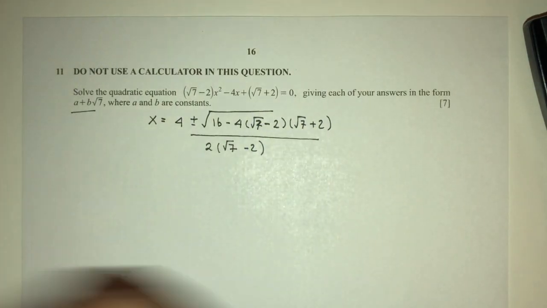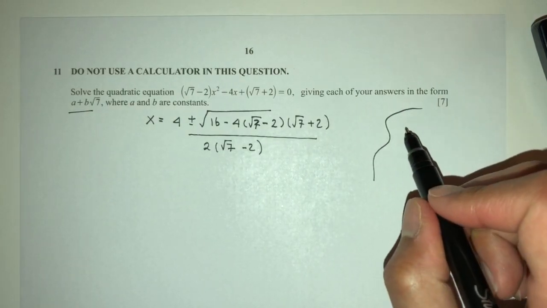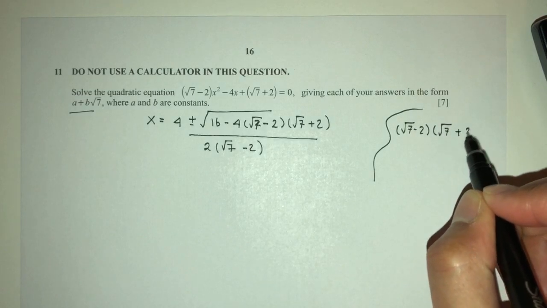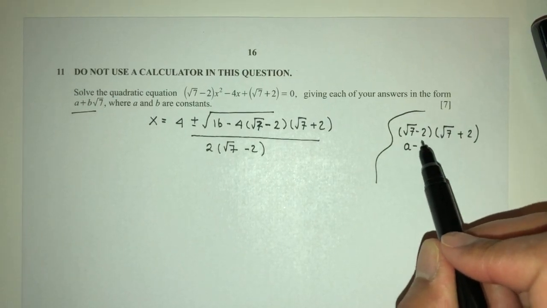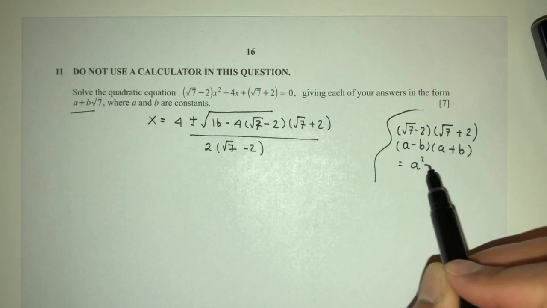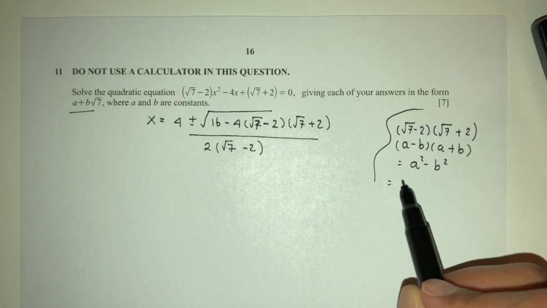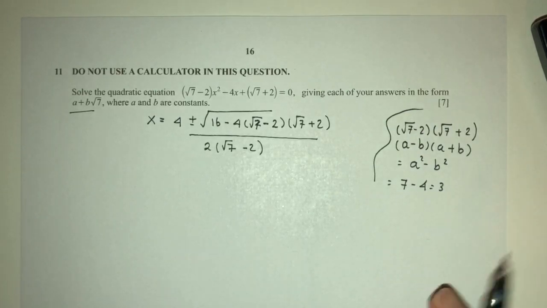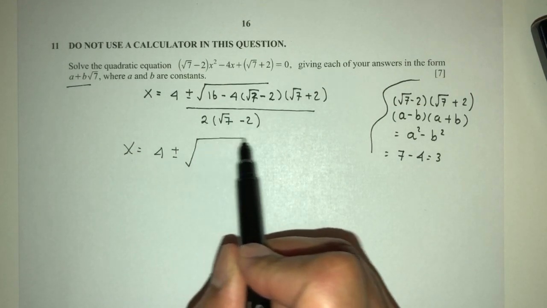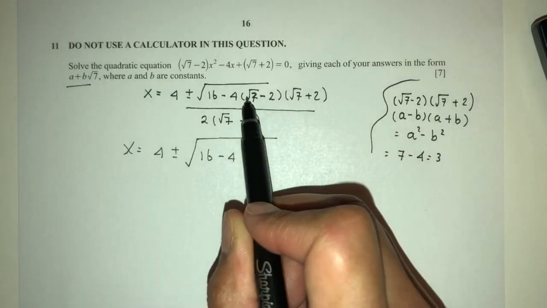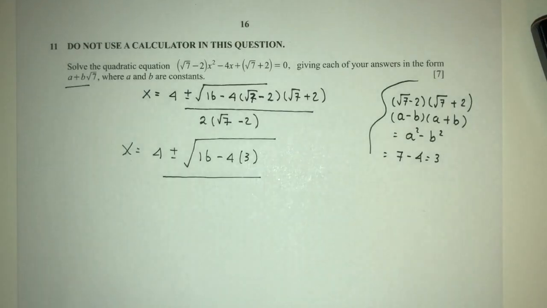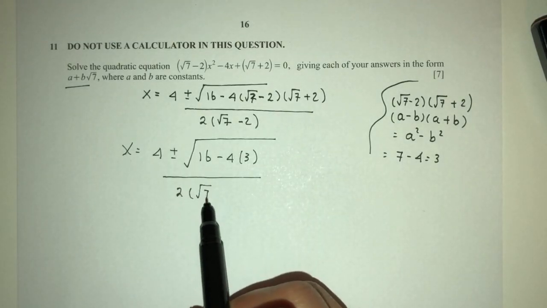If you observe, as a side note, when you have root 7 minus 2 times root 7 plus 2, it is the same as a minus b times a plus b. That will be a squared minus b squared, which is 7 minus 4, that will be 3. Now same thing, if you were to simplify, that will be 4 plus minus root 16 minus 4 times 3, divided by 2 root 7 minus 2.